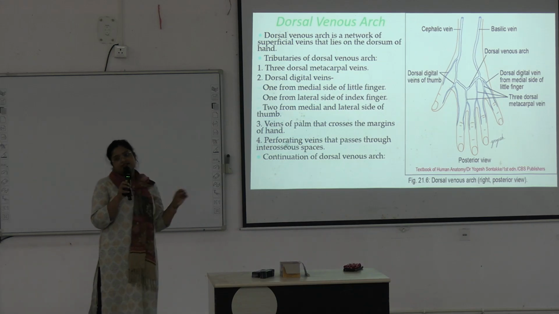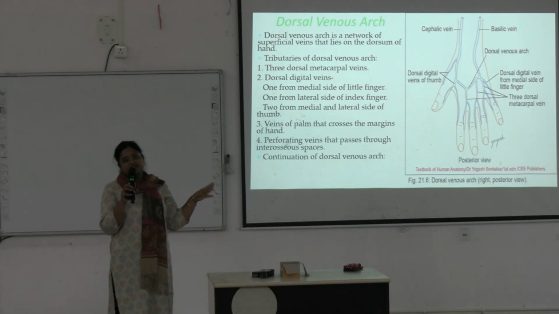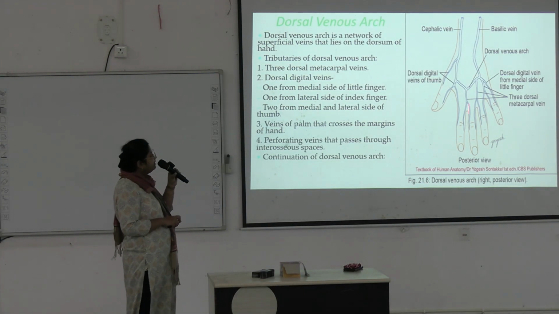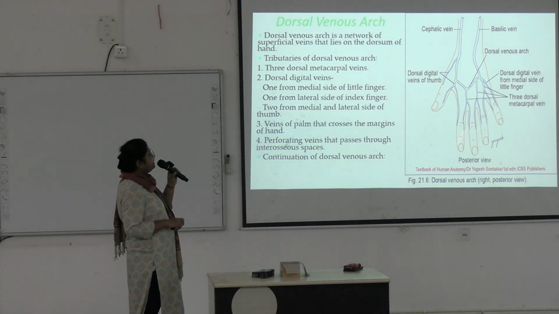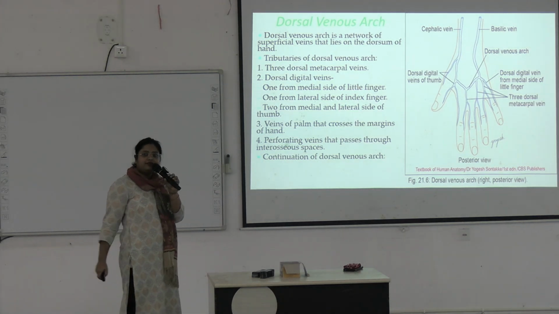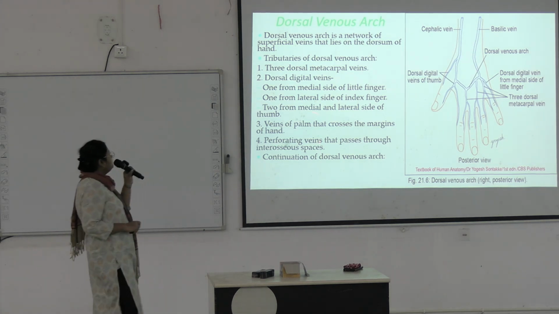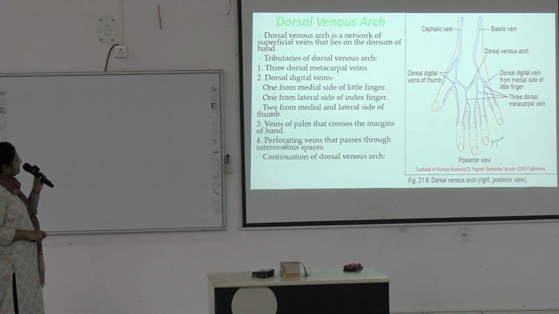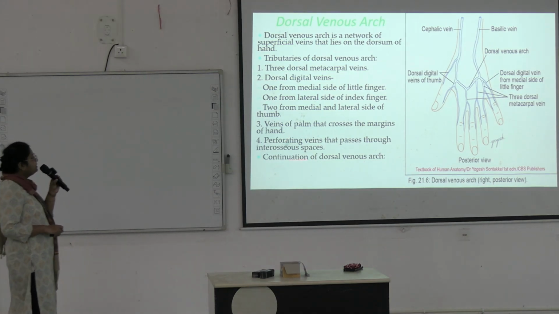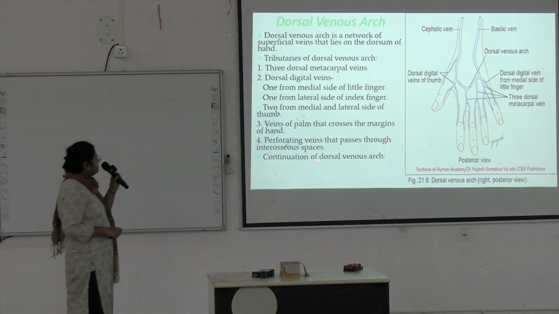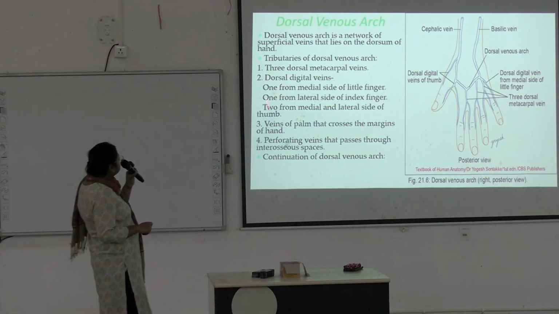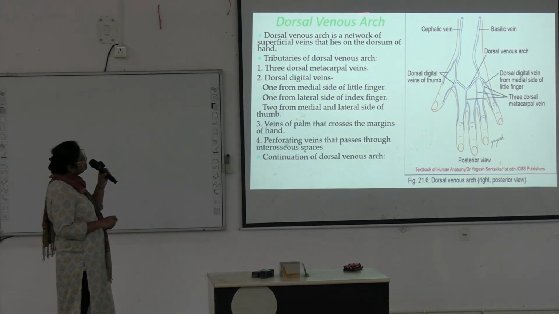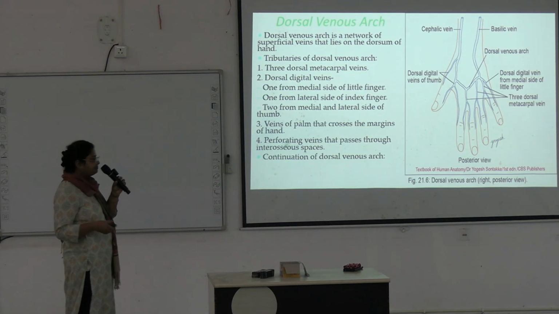Dorsal digital vein means it is supplying only one side of the fingers. And these dorsal metacarpal veins are again dividing into two veins and supplying the adjacent sides of the neighboring fingers. And the veins of the palm that cross the margins of the hand, and perforating veins that pass through the interosseous spaces. So these are the tributaries of the dorsal venous arch. So the dorsal venous arch can come in your short note.